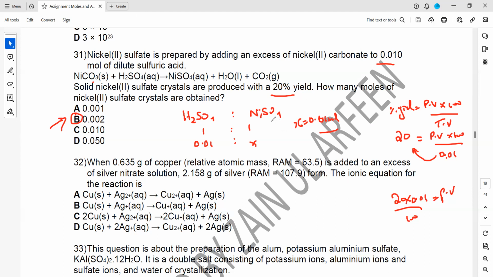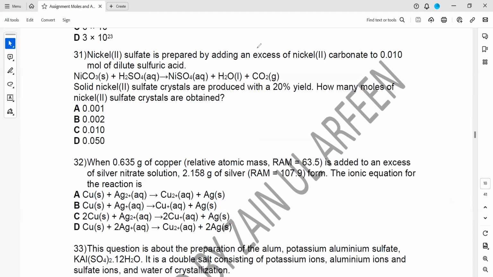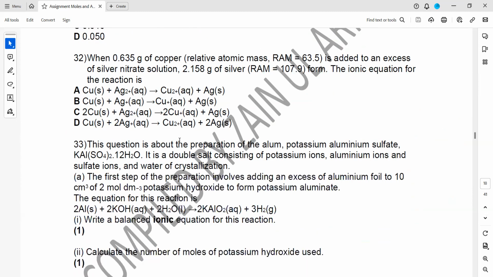So first we use the mole ratio to work out the moles of nickel sulfate, and then we use the percentage yield to work out how many moles of nickel sulfate are actually produced. Next question: when 0.635 grams of copper, with a relative atomic mass of 63.5, is added to an excess of silver nitrate, 2.152 grams of silver forms. What is the ionic equation for this reaction?